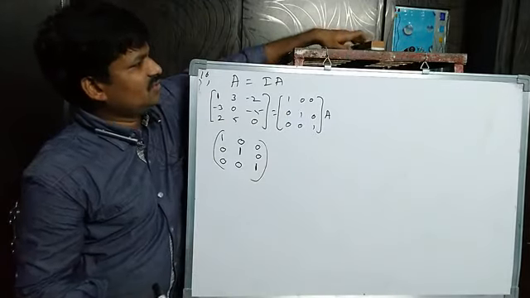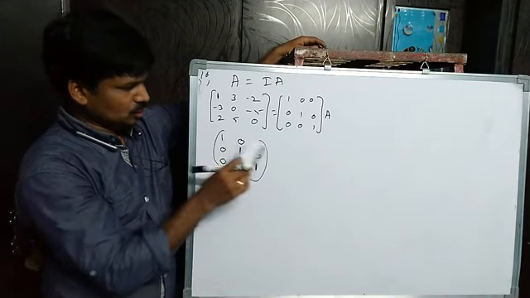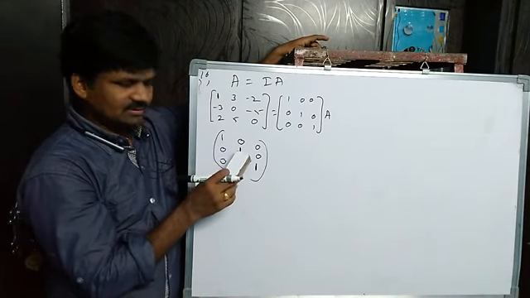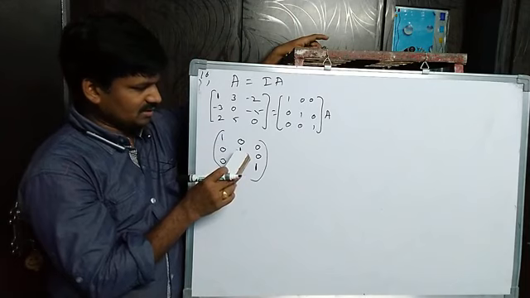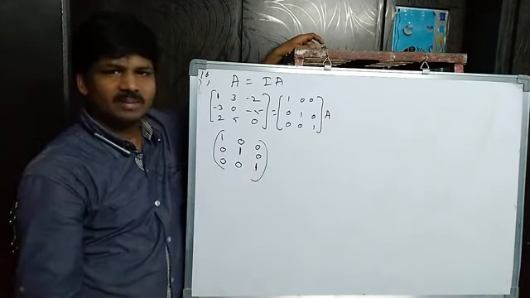Yes, first, what is our motto? We have to make 1 here, 1 0 0. By using row 1 only we have to make zeros here. Next, we have to make 1 here, and after making 1, make 0 0 here and here. Then here we have to make 1, and after making 1 here, make 0 here.